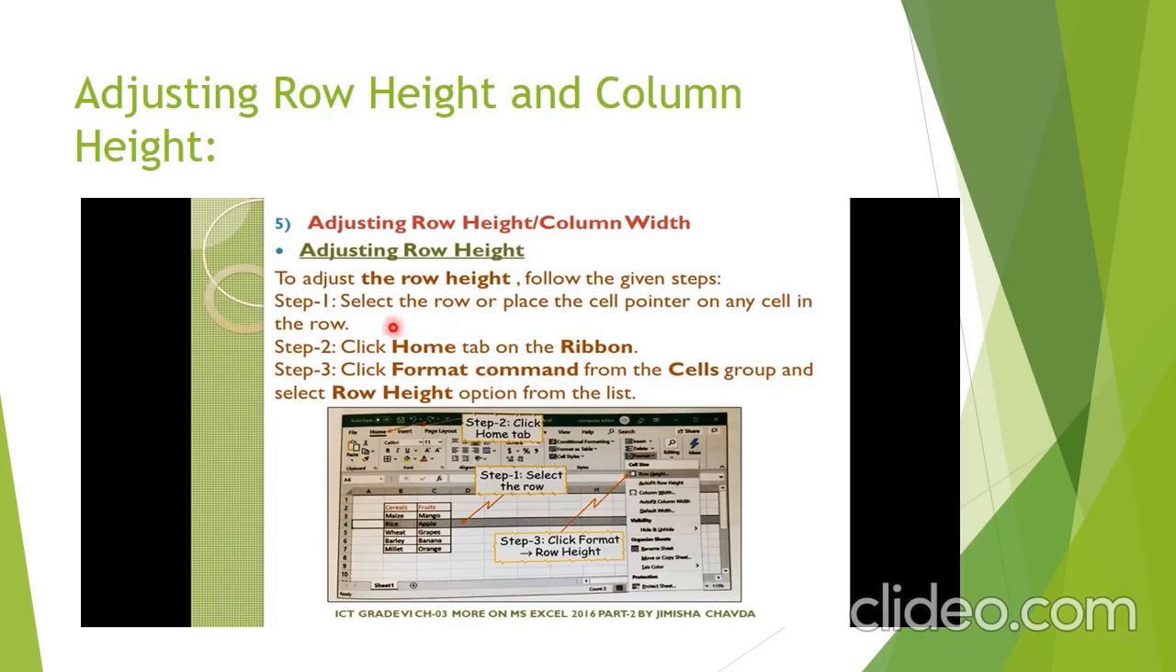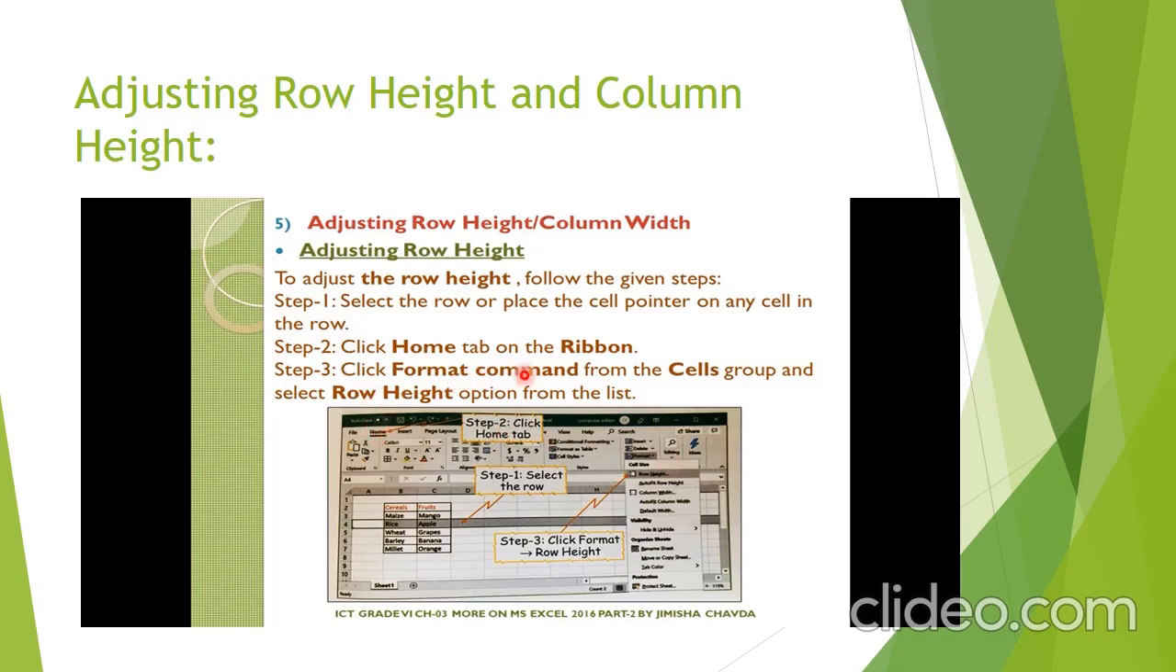For that you have to just select the cell, select the row. Here I have selected the row. Same way you have to select the column if you want to increase or decrease the column width. So I have selected the row, then I am going into the home tab. Under the ribbon, you already know this is a ribbon. Under there is a home tab. We have a group available.